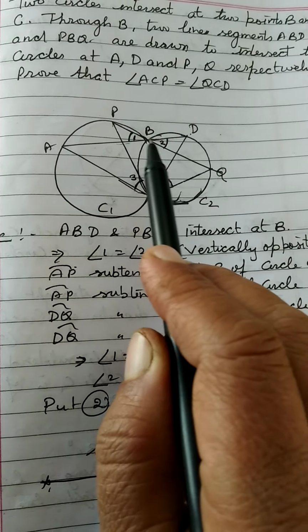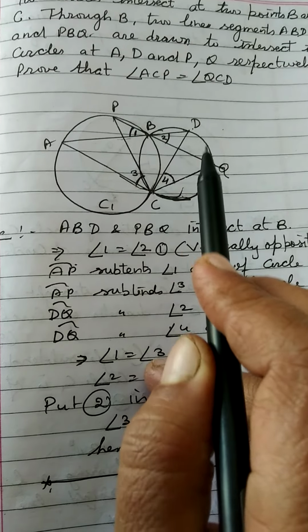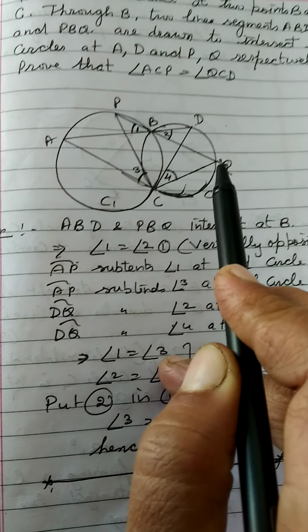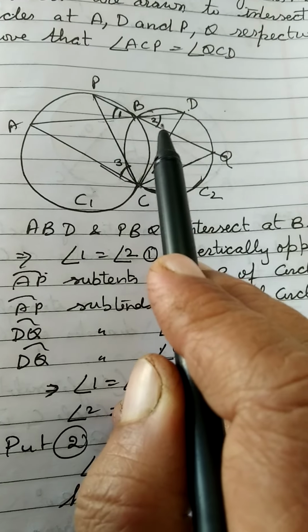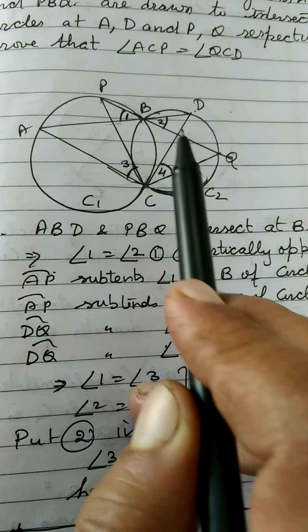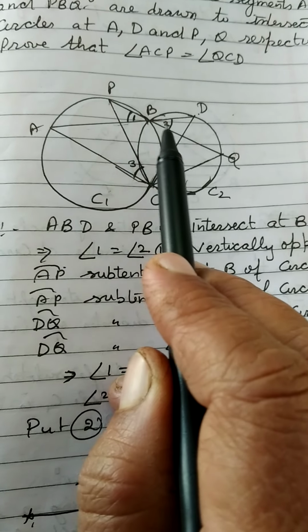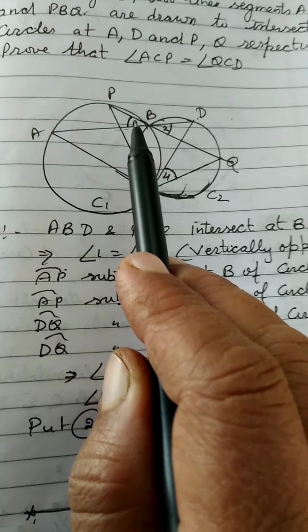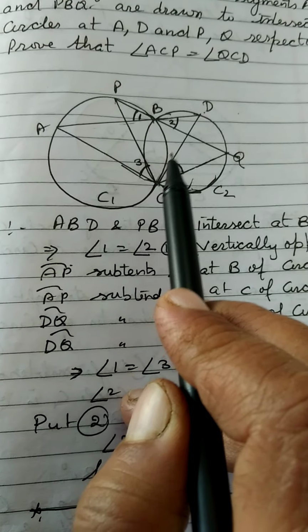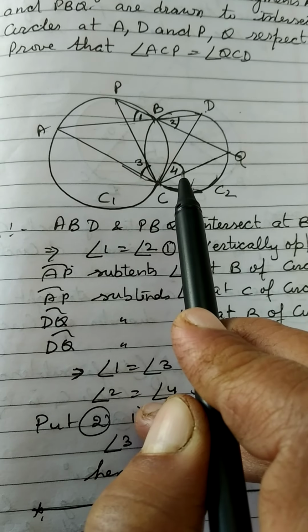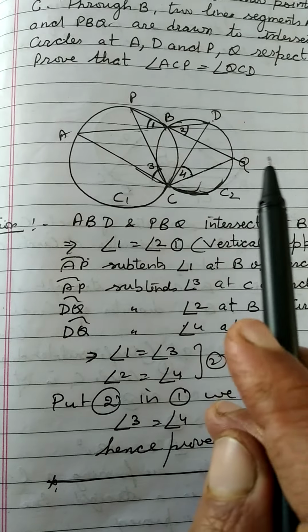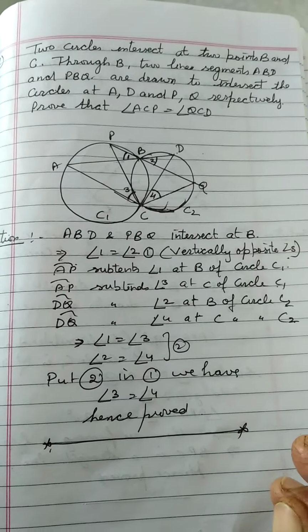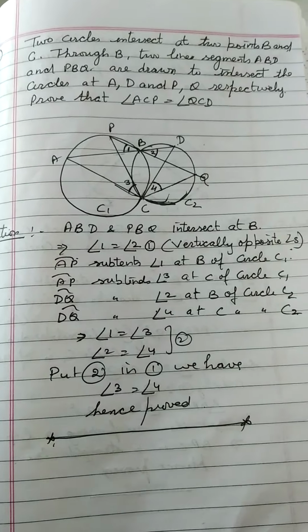Similarly, angle 2 is subtended by arc QD and angle 4 is also subtended by arc QD. Therefore, we say that angle 2 is equal to angle 4. First, we have proved angle 1 is equal to angle 2. Then we have proved 1 is equal to 3. Then we have proved 2 is equal to 4. From all of these equations, we get angle 3 is equal to angle 4. Now, this is the solution for question number 9.